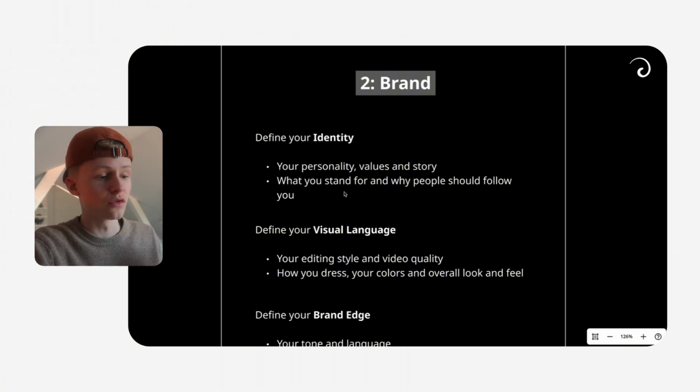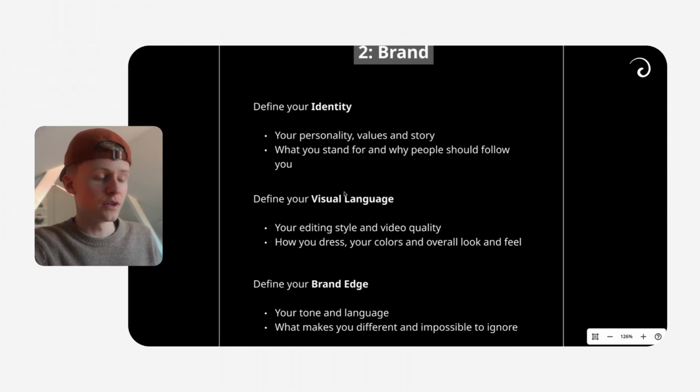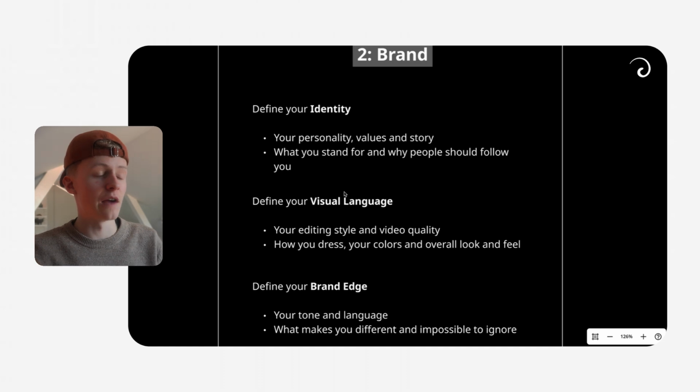Secondly, define your visual language: your editing style, video quality, how you dress, your colors, and overall look and feel. Because let me give you some perspective on this one. If you want to attract people that have a lot of money, that can invest into your high ticket program, you can't dress badly. You can't have bad quality on your content. Everything needs to be super good and high quality. You have to dress well so people can see that you're actually taking your life seriously.